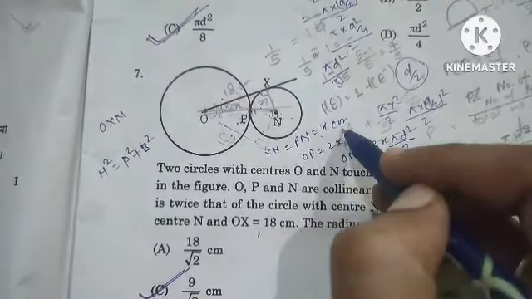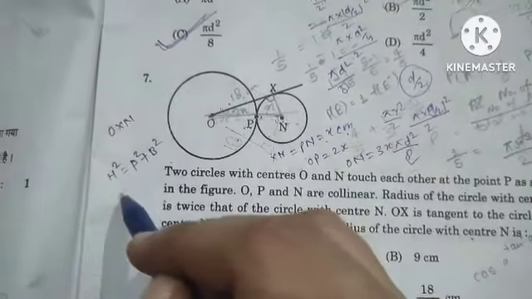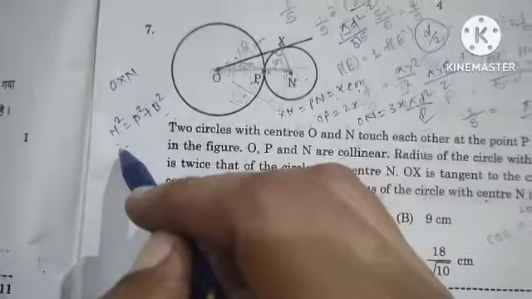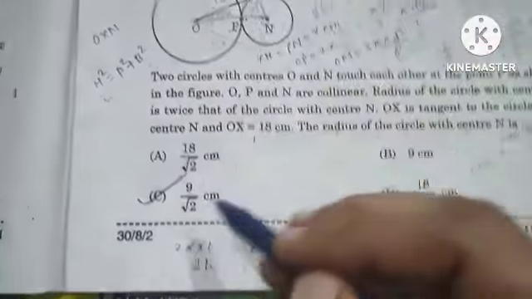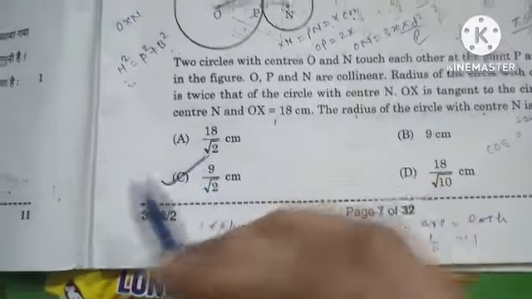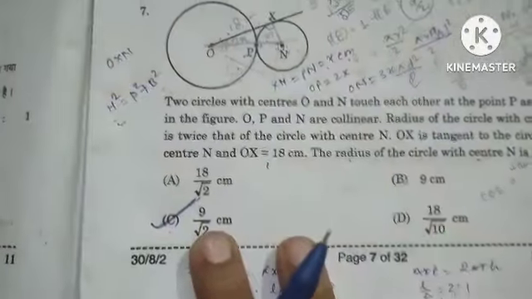XN is also equal to x. You have used this formula and put the value of this formula, and you can easily find the radius of this circle will be 9√2 centimeter. Option number C is correct. Okay, now move on. Question number 8.